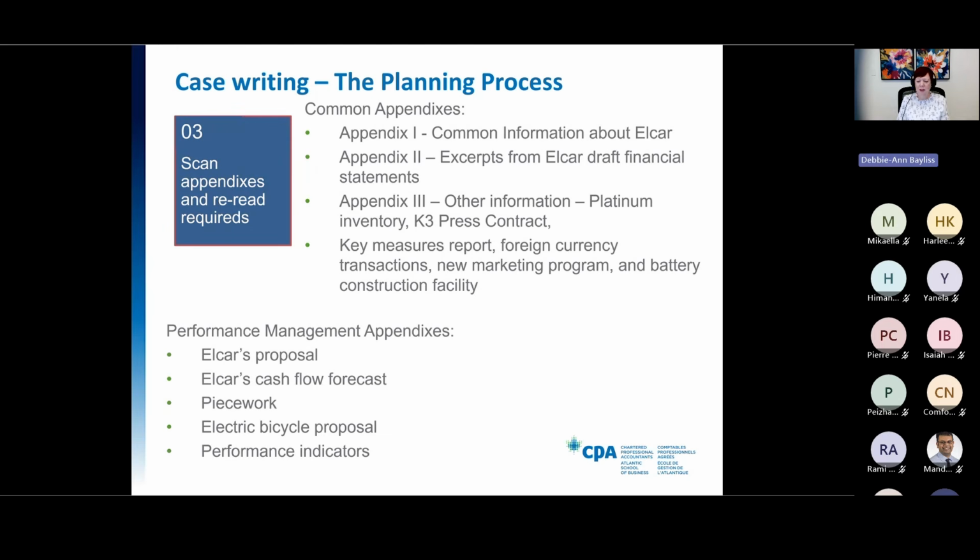For the performance management appendices, there's information on Elgar's proposal, on Elgar's cash flow forecast, need that. Piecemeal, the electric bicycle performance proposal, and the performance indicator. So I'm going to need all that information.